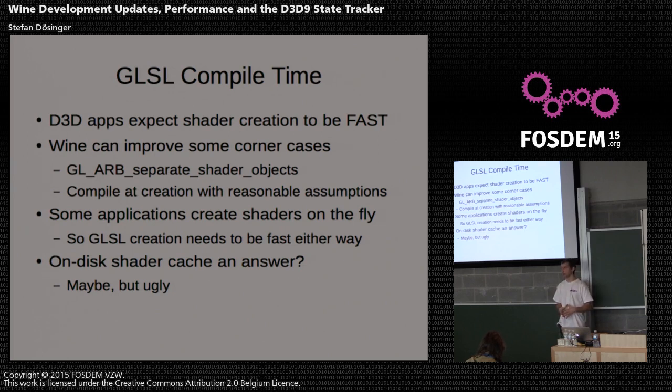But the problem is, and this was annoying us quite a bit with Mass Effect too, that very often the games do not give us the shader before they actually use them. So even if we create the OpenGL shader at the time we receive the Direct3D shader, it doesn't help because it's just at the same performance critical spot.